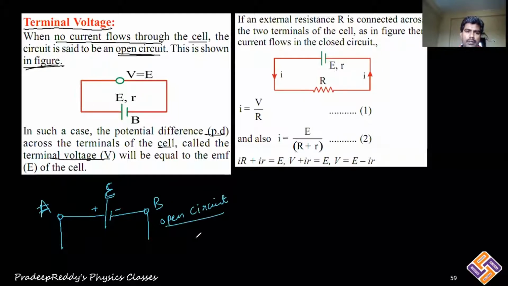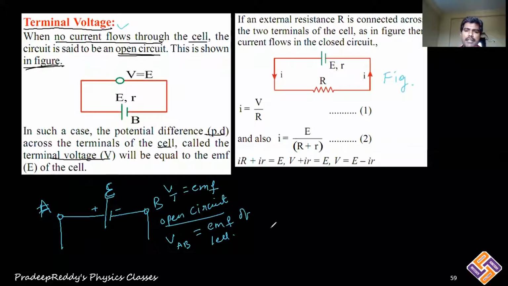In the open circuit, A is the terminal connected to positive, and B is the point connected to the negative terminal. VAB is equal to the EMF of the cell. That means in the open circuit, the potential difference between the two terminals of the cell, called the terminal voltage, is equal to the EMF of the cell. But it may not always be an open circuit. Sometimes it is a closed circuit, like in this figure.